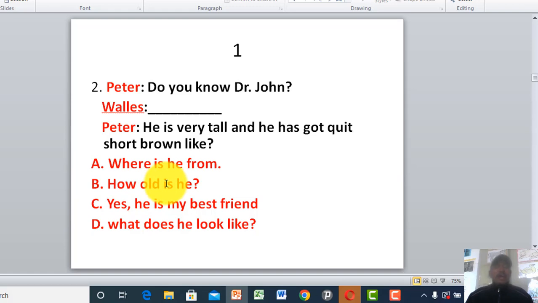"What does he look like?" Yes. He wants to recheck the physical appearance of Dr. John. "What does he look like?" "Yes, he's very tall and has got quite short brown hair." This is the correct, expected question to get this response, please.